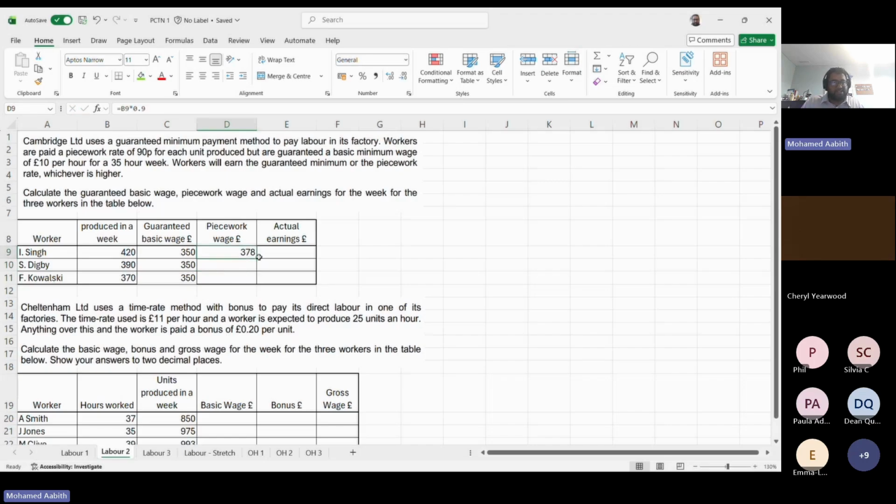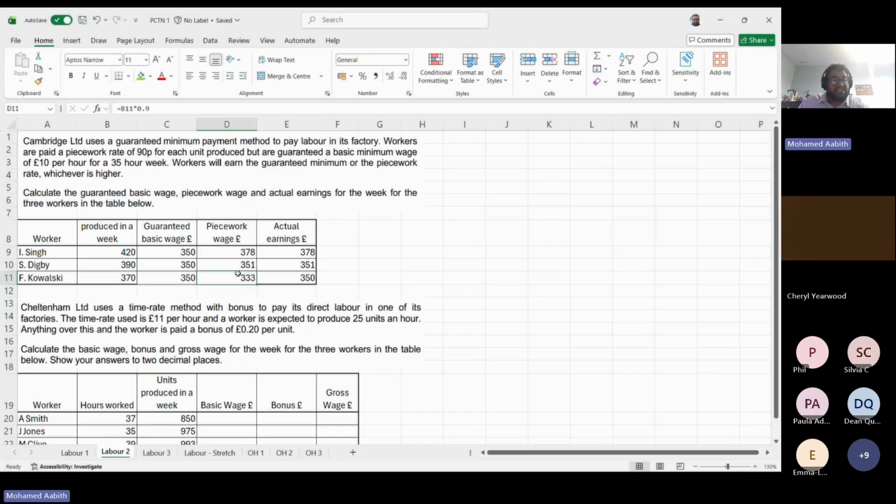So I'm going to do the same way. If you notice here, that's 390 times 90 pence. And then, of course, the last one is going to be 370 times 90 pence. But now what they're asking you here is whichever is the biggest, you're going to get paid. So in this scenario, what is your actual earning? This one or the big one, because they're saying whichever is the highest. So your actual earning is going to be 378 for this person, 351 for this person, and 350 for that person.